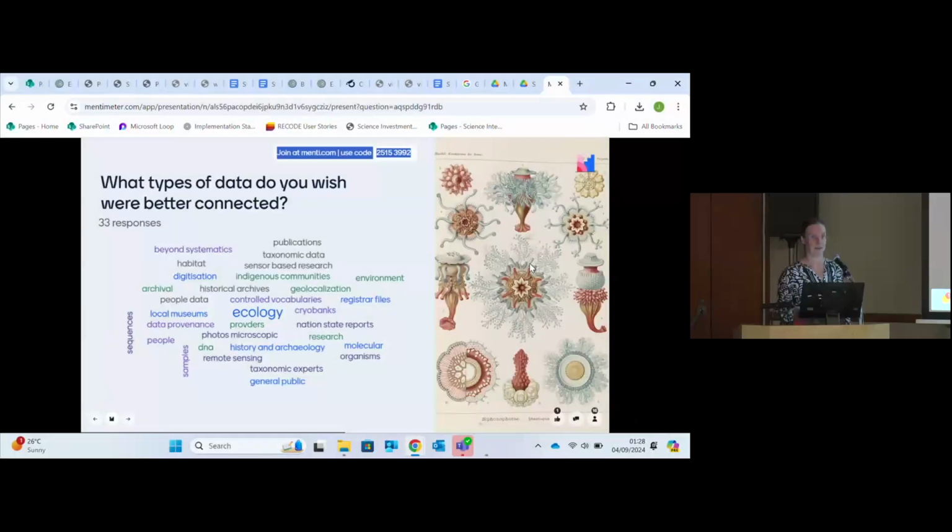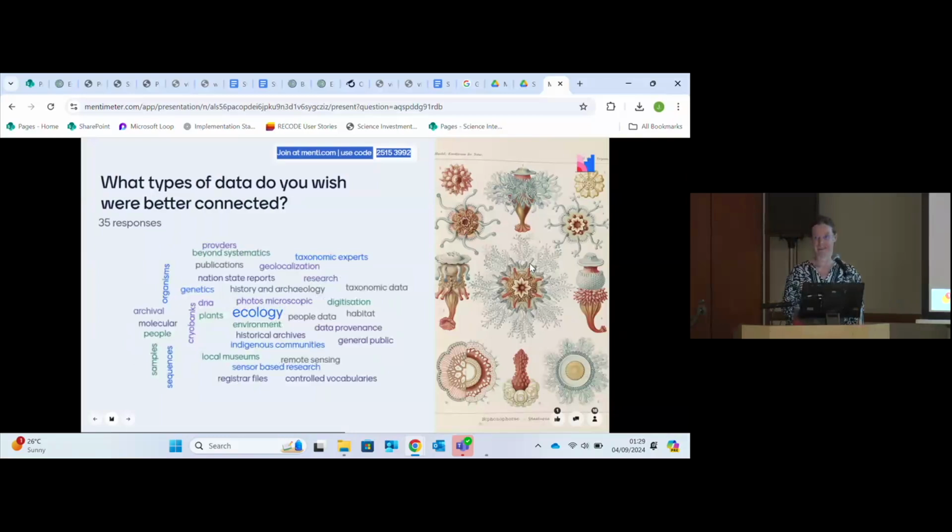Okay. There was somebody else who, no? Okay. Okay, so going to the next question. We got lots of responses, and so I'm not going to go through that, but ecology seems to be really important. And otherwise, we have a whole cloud, and we will go through it in more detail after the session.